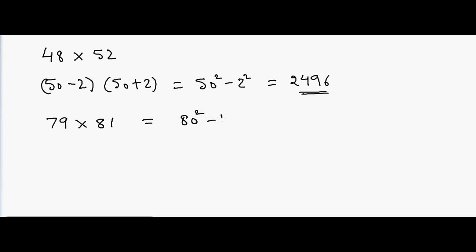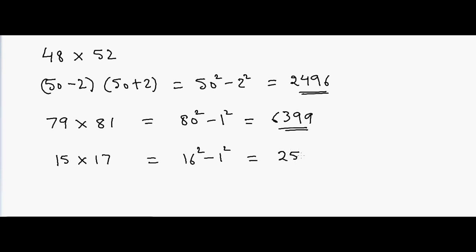Same way, suppose I have to do 79 into 81, the answer will be equal to 80 square minus 1 square. So this will be equal to 6399. Suppose we have to do it again, like 15 into 17. In that case it will be equal to 16 square minus 1 square, that's equal to 255.